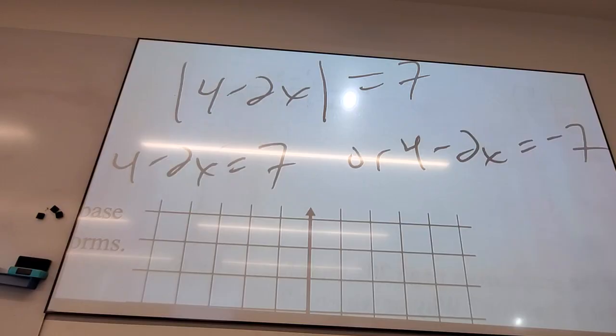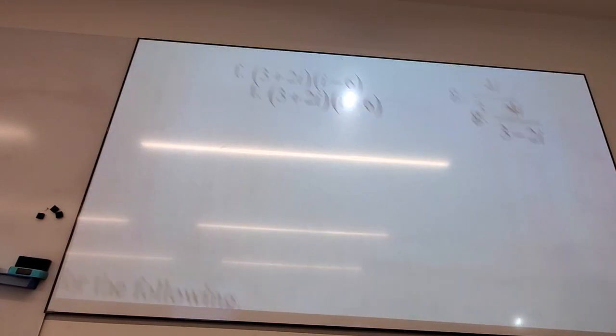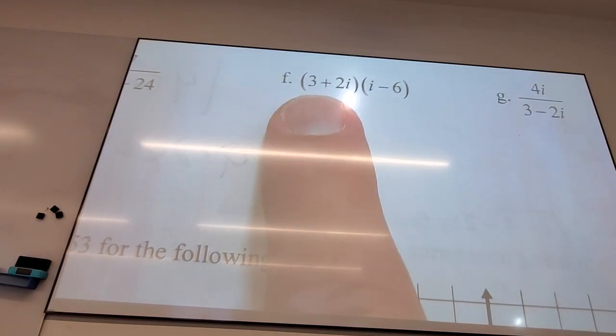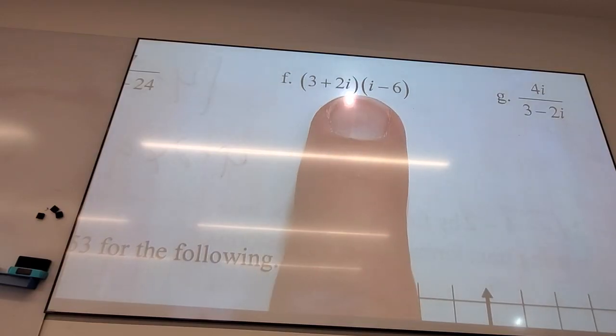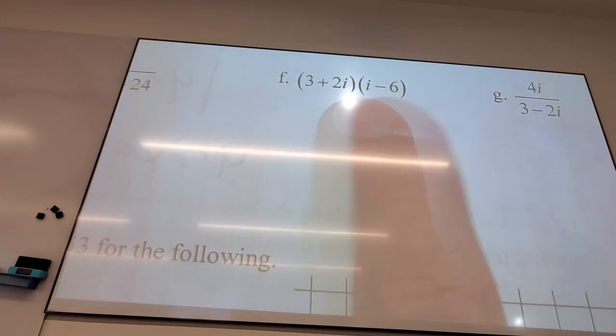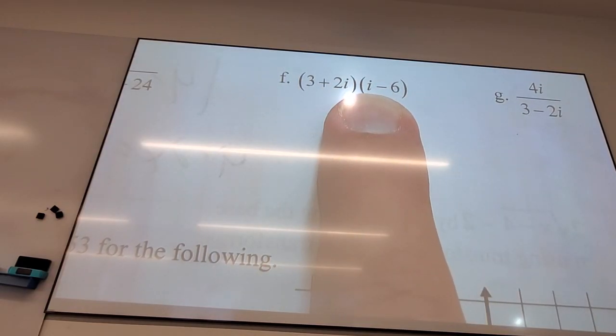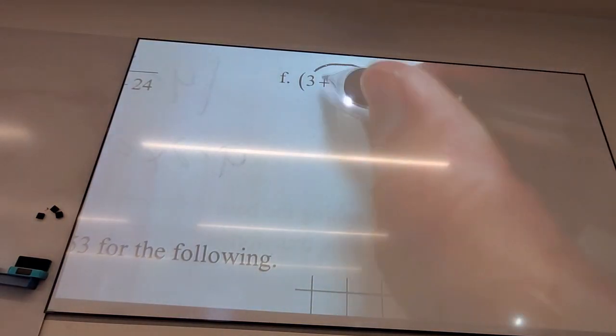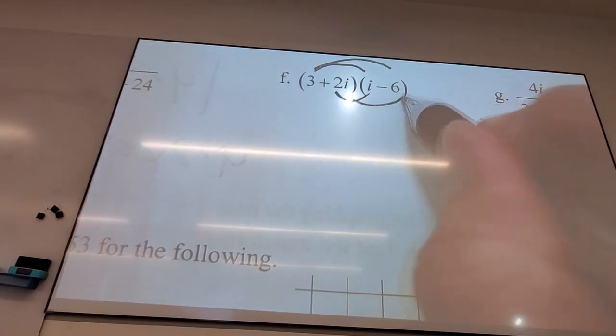Is that right? Okay. Yes. Can you explain 2F? This one's a little more straightforward than that one. What's my first step here? In order to multiply, I have to do repeated distribution, right? The FOIL thing, yeah?